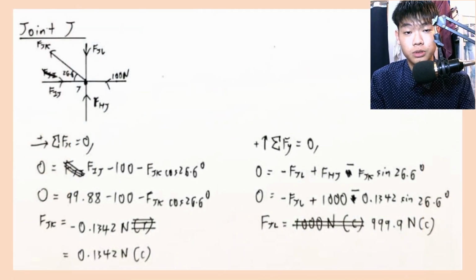Now we will move to joint J. By summing the total forces in the X component equal to 0, we can find that the force in member JK is equal to 0.1342 Newton, which is in compression. By summing the total forces in the Y component equal to 0, we can find that the force in member JL is equal to 999.9 Newton, which is in compression.